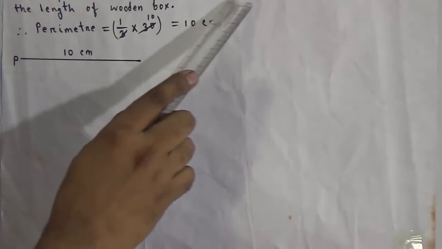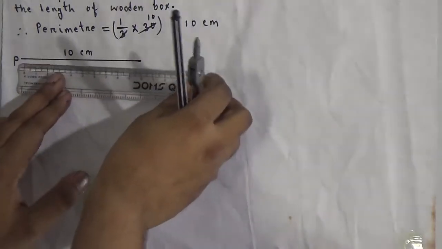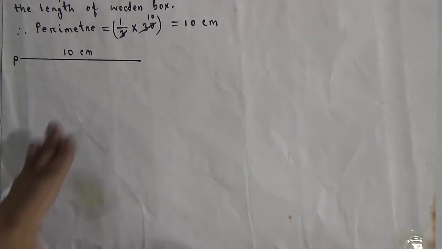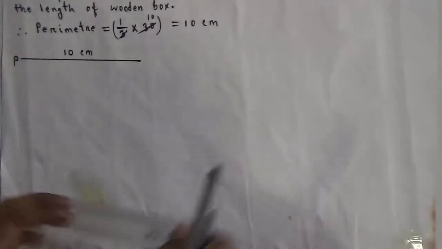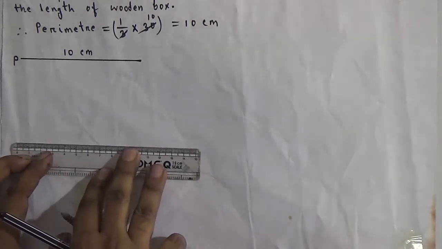Here, given that length of the wooden box is 30 centimeter, since perimeter of the equilateral triangle is equal to 1/3 of the length of the wooden box, therefore perimeter equals 1/3 multiplied by 30, and we can cut 30/3, then it will be 10. That means perimeter will be 10 centimeter. Dear students, using a scale, I have already drawn a line segment which length is 10 centimeter. Now at first we will divide this line segment into three equal parts. How can we divide this line segment into three equal parts? Okay, at first we'll draw this line segment, then we'll divide it into three equal parts.